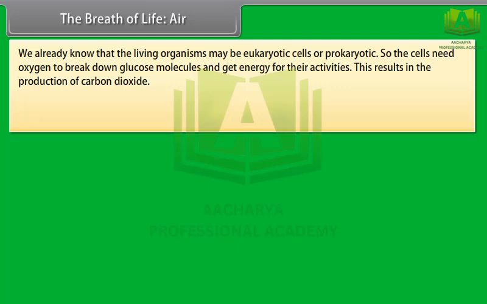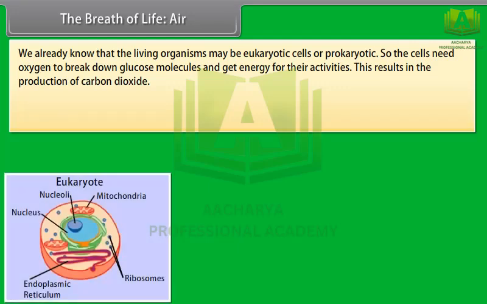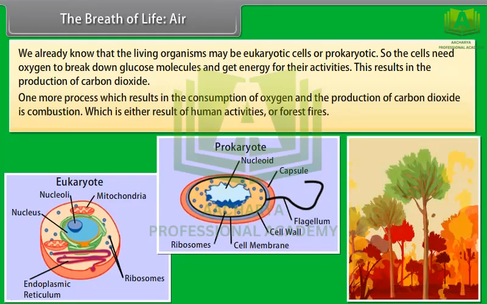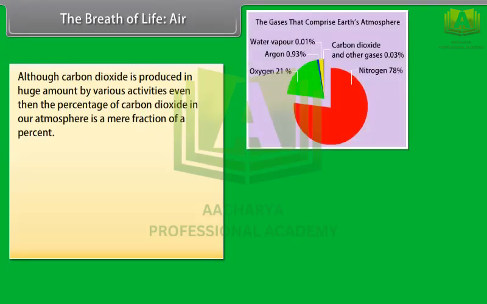We already know that the living organisms may be eukaryotic cells or prokaryotic. So the cells need oxygen to break down glucose molecules and get energy for their activities. This results in the production of carbon dioxide. One more process which results in the consumption of oxygen and the production of carbon dioxide is combustion. Combustion is either a result of human activities or forest fires. Although carbon dioxide is produced in huge amounts by various activities, even then, the percentage of carbon dioxide in our atmosphere is a mere fraction of a percent.